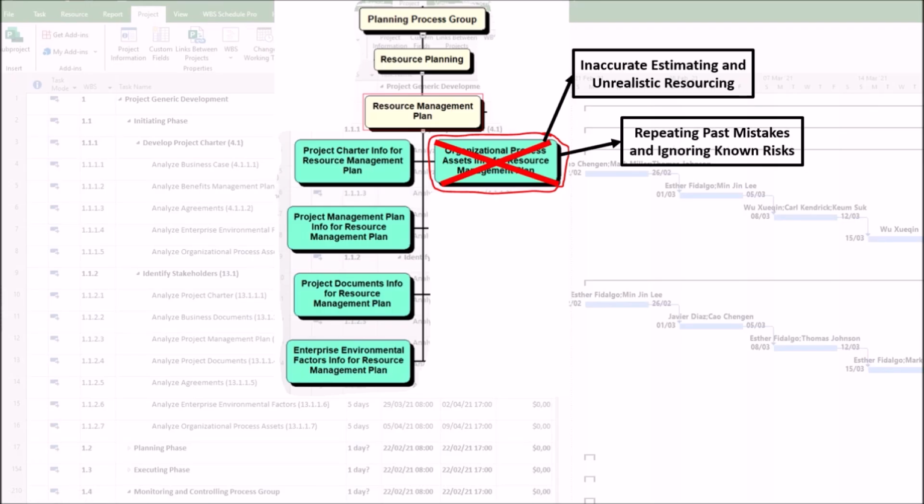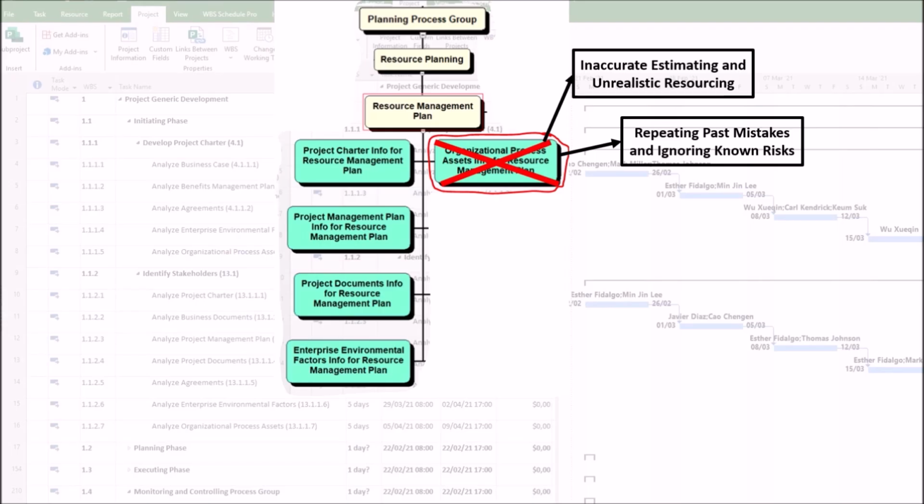2. Repeating past mistakes and ignoring known risks. The Lessons Learned repository is an organizational process asset specifically designed to prevent the repetition of errors. A poor analysis ignores this critical knowledge. The harm caused may be that the project is doomed to repeat avoidable failures, as follows.